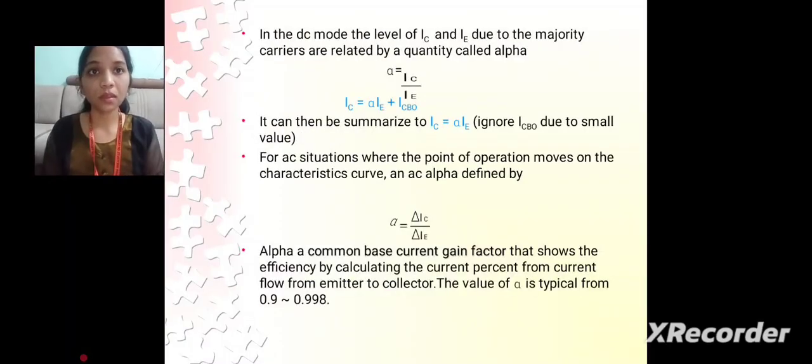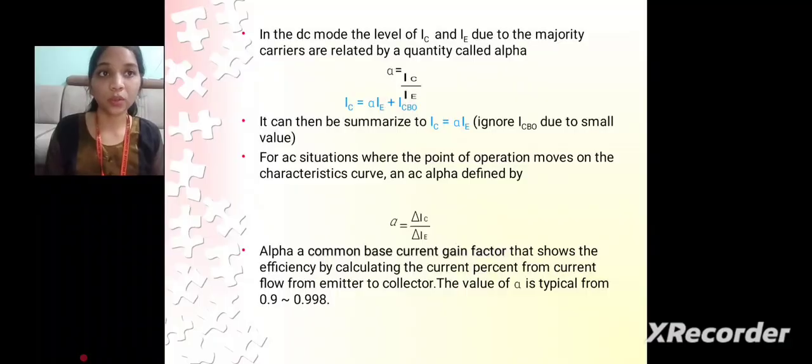Then, in the DC mode, the levels of IC and IE due to the majority carriers are related by the quantity called alpha. Alpha is equal to IC by IE. IC is equal to alpha IE plus ICBO. It can then be summarized to IC is equal to alpha IE, ignoring ICBO due to its small value.